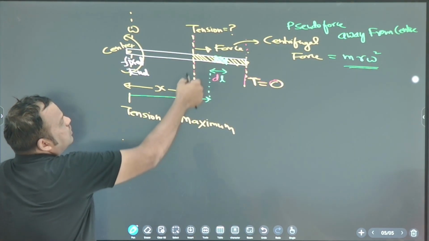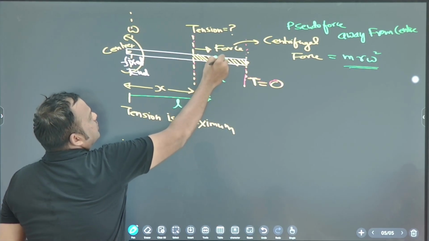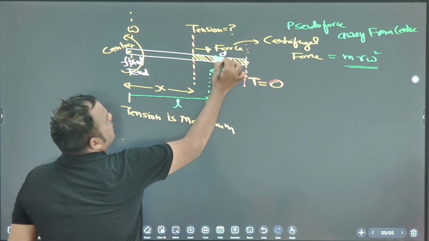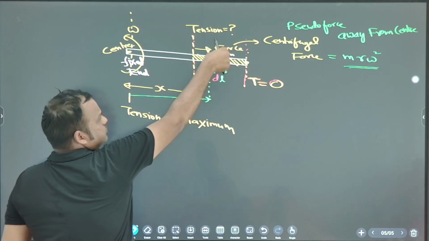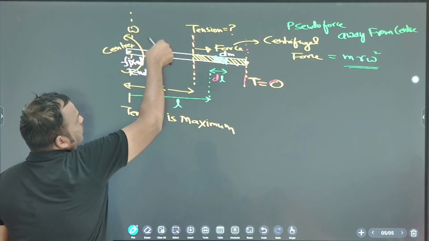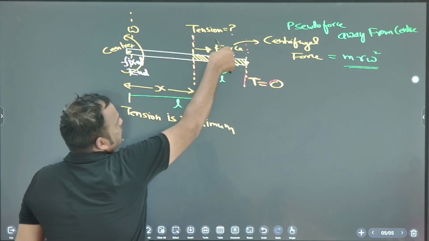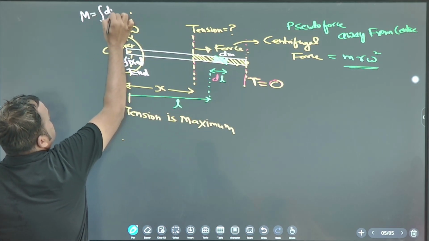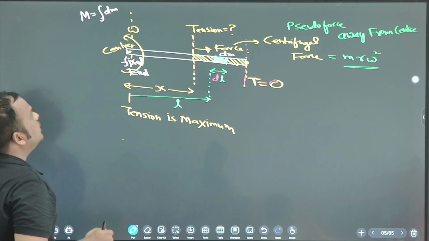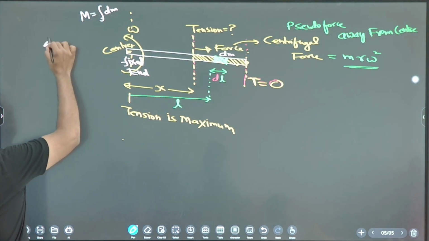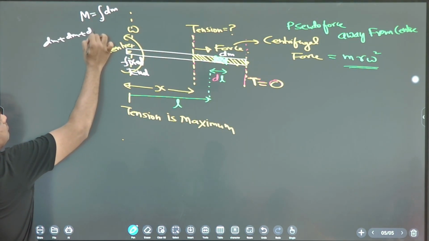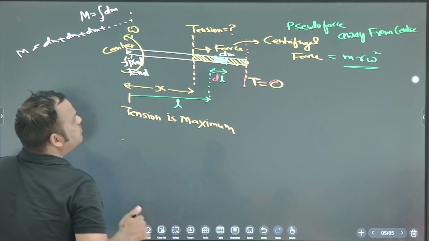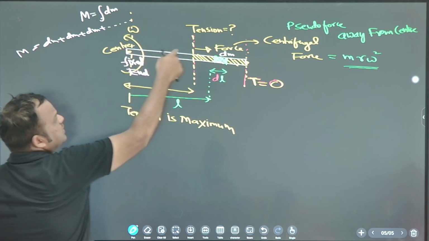So now this is a very small part of the rod. The mass of this small part is dm. Total mass will be capital M. So I can say capital M is equal to the integration of dm. Are you getting or not? dm plus dm plus dm and so on, so you will get the total mass. Where is the first dm? Here. The last dm? Here.